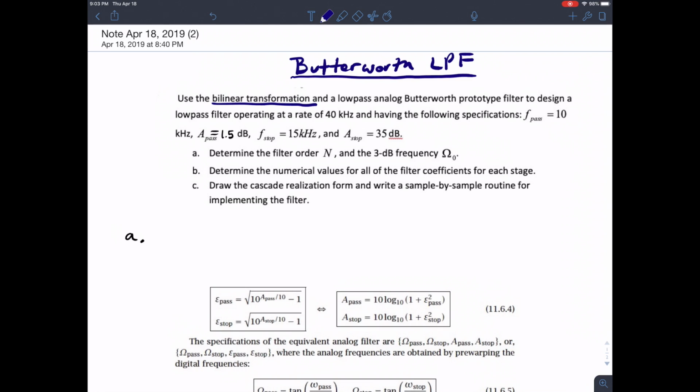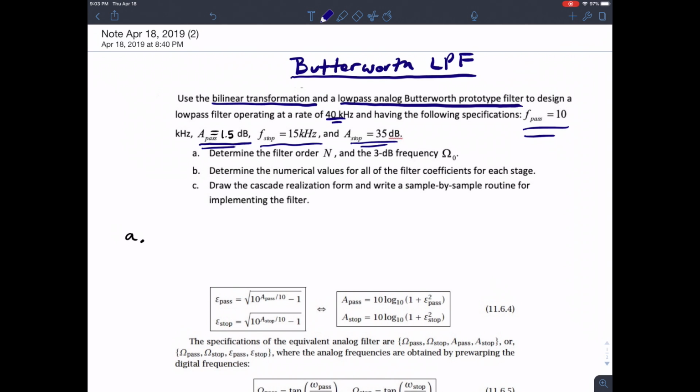Use the bilinear transformation and a low-pass analog Butterworth prototype to design a low-pass filter that operates with a sampling rate of 40 kilosamples per second and has a pass band edge at 10 kilohertz. The attenuation has a maximum of 1.5 dB at the edge of the pass band. Then the stop band begins at 15 kilohertz and has an attenuation of at least 35 dB.